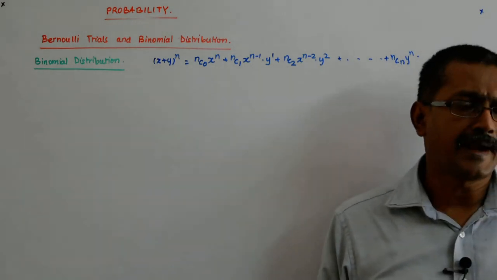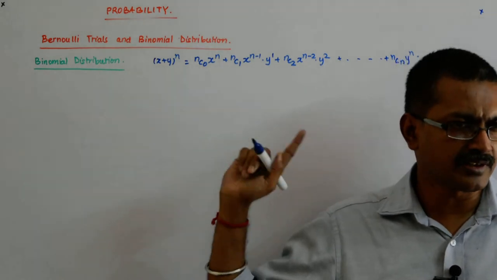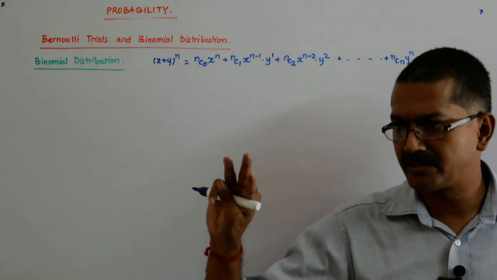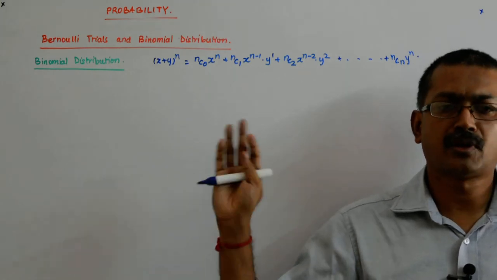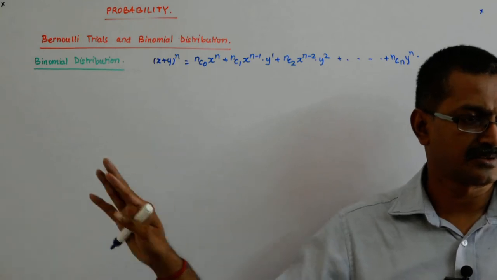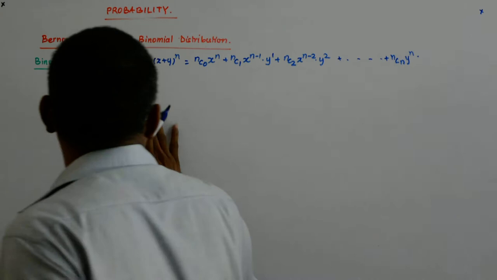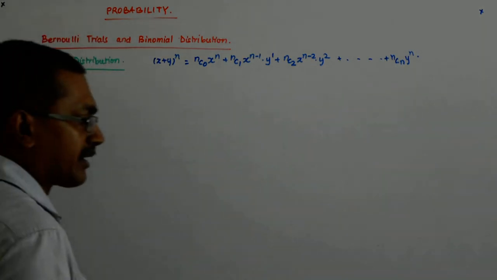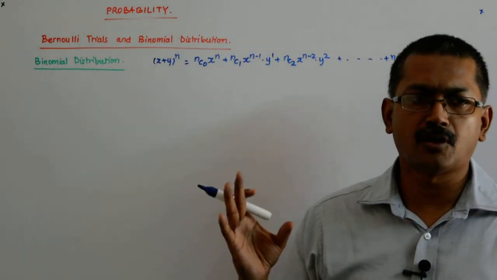If the power is n, the number of terms is n plus 1. So (x + y) whole square has 3 terms: x square plus 2xy plus y square. And (x + y) whole cube has 4: x cube plus 3x square y plus 3xy square plus y cube. That's how it goes. Now this will become a very important thing in understanding what we are doing right now. So let us again form the same thing.